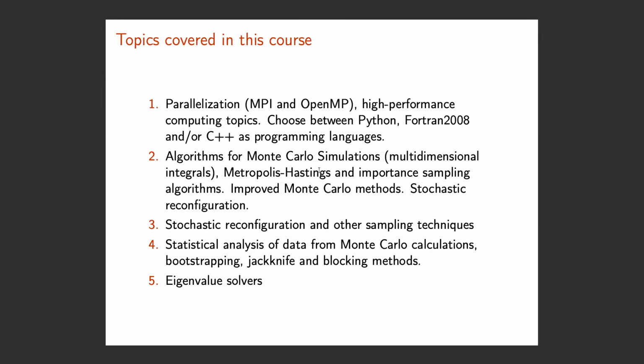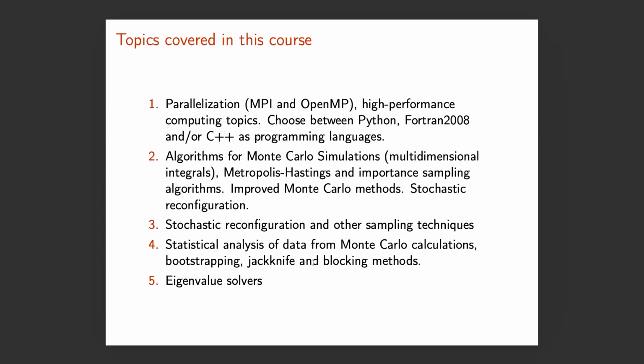The algorithms for Monte Carlo simulations are pretty important. So we have Metropolis-Hastings, something called importance sampling, which we're going to discuss. We have methods like stochastic reconfiguration, which is also an important tool, and other methods. These are so-called sampling techniques.